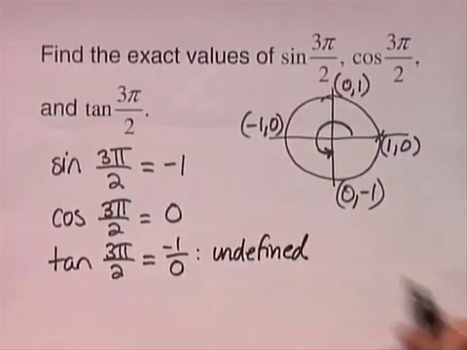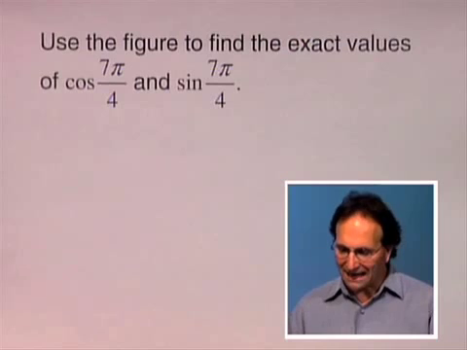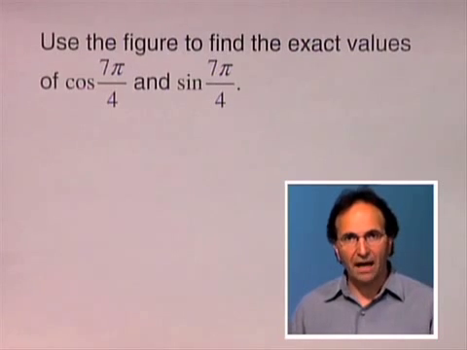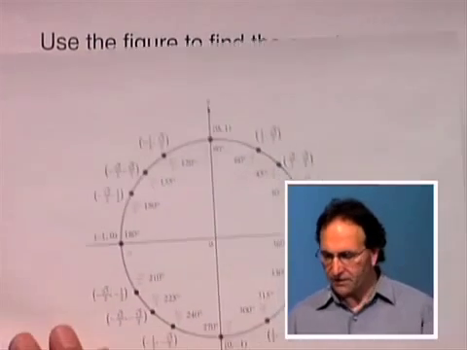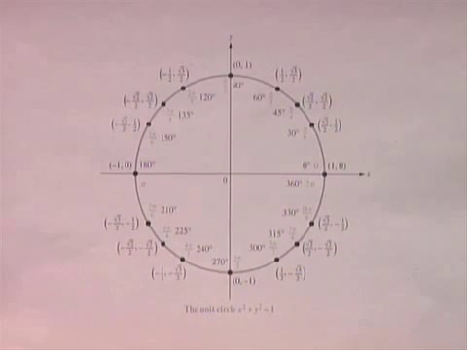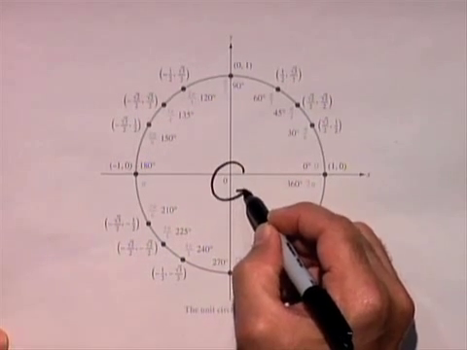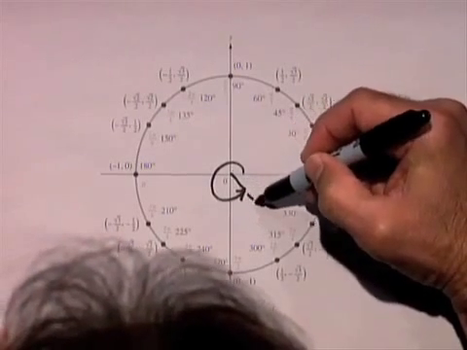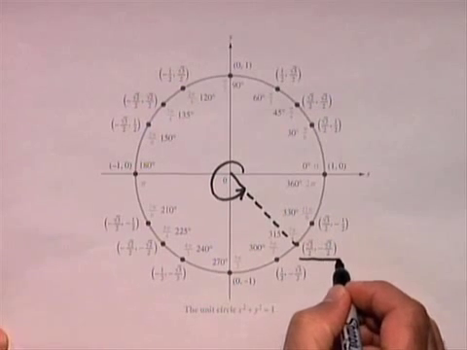In this example, we'll be finding exact circular function values. Use the figure to find the exact values of cosine 7 pi over 4 and sine 7 pi over 4. So the figure that you have in your book, to which this problem refers, is this figure. What we want to do is look for the angle of 7 pi over 4, which would bring us all the way around to here. And therefore, it is this point here that we're interested in.